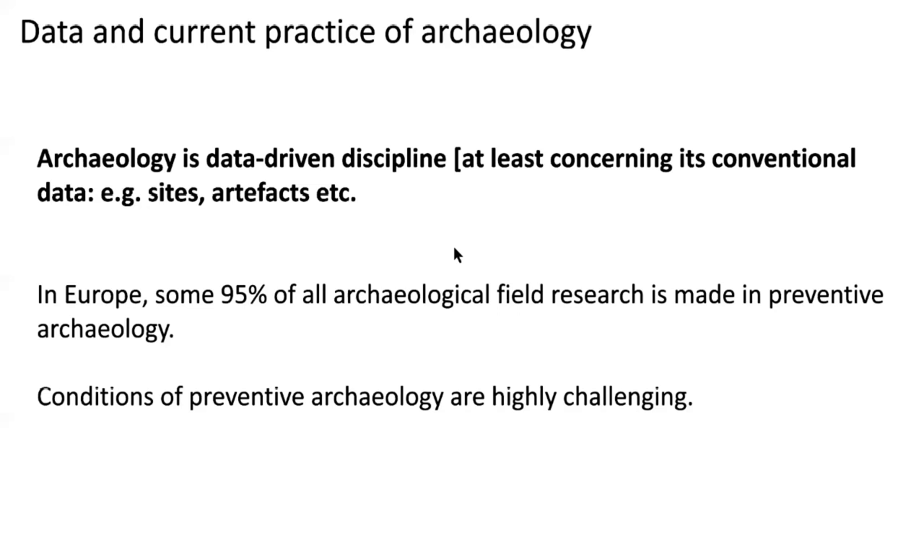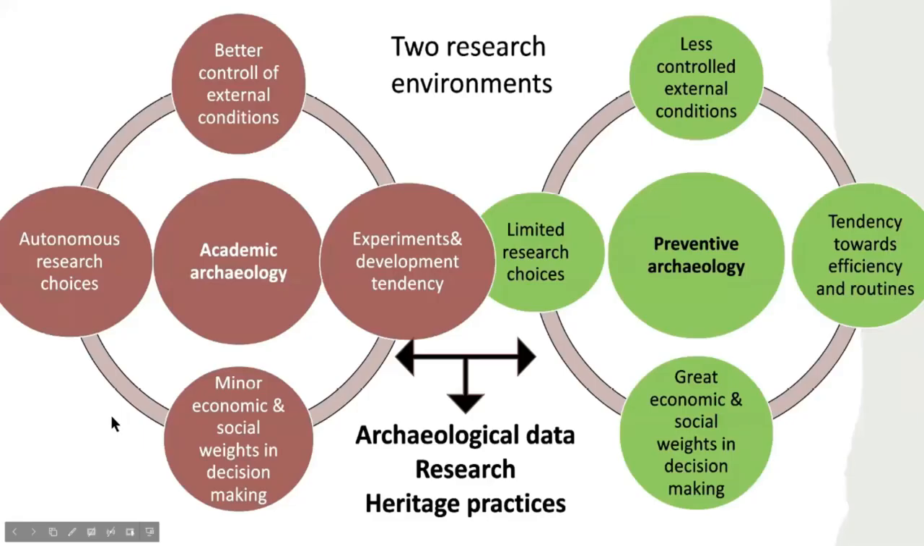Most of the new sites are found through preventive archaeology, not by academic research or by carefully planning where we will look for new sites, but they come out because there are other activities of people which generate the demand for archaeological research, which then reveals new sites. And the conditions of preventive archaeology are highly challenging. On the left side, you can see academic or research-oriented archaeology, and then we have preventive archaeology. In the academic context, a researcher chooses what he or she will research. In preventive archaeology, there are very limited research choices. You simply go there when there is a need to react in order to protect archaeological heritage and archaeological data.